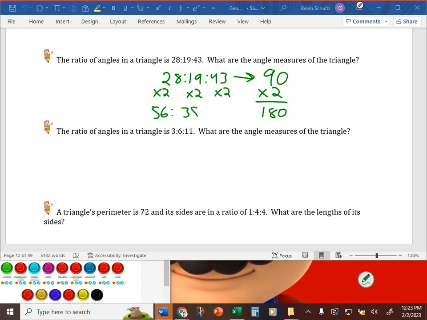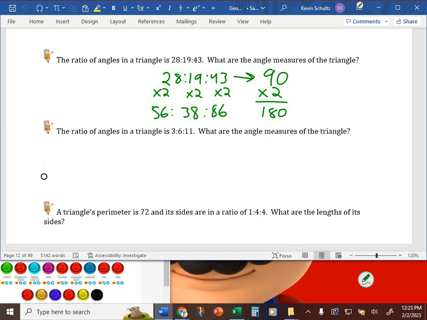56 degrees, 38 degrees, and 86 degrees. And those are the actual measurements of the triangle. Okay? The ratio of angles in a triangle is 3 to 6 to 11, what are the angle measures of the triangle?